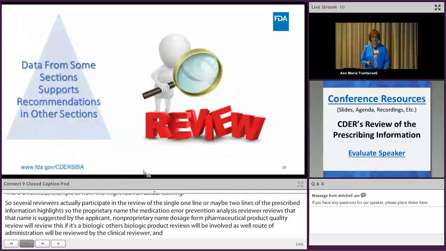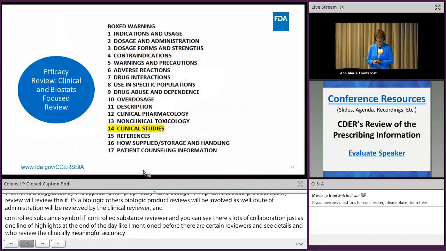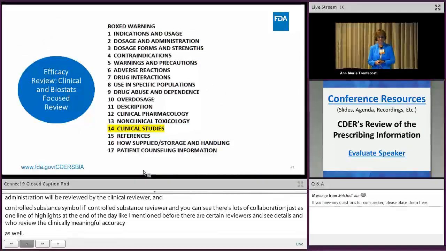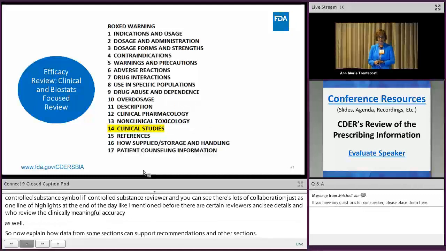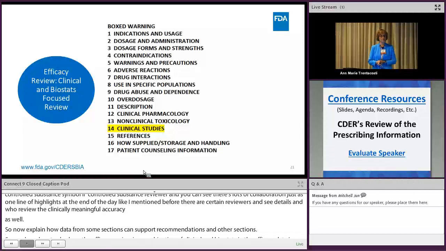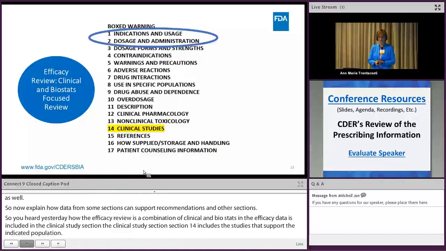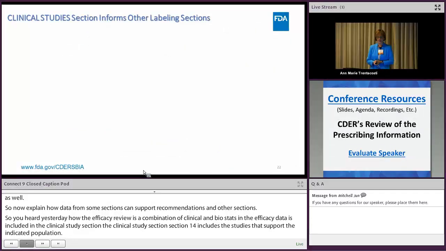So now I'm going to explain how data from some sections can support recommendations in other sections. You heard yesterday how the efficacy review is a combination of clinical and biostats, and the efficacy data is included in the clinical studies section. The clinical studies section, section 14, includes the studies that support the indicated population. So in general, we will start our review of clinical studies before we review other sections because clinical studies can inform other sections such as indications and usage and dosage and administration. I'm going to exemplify that here.